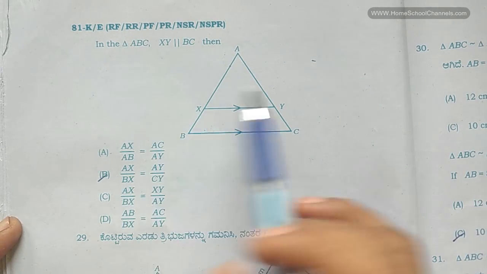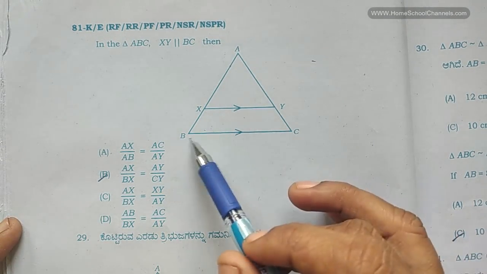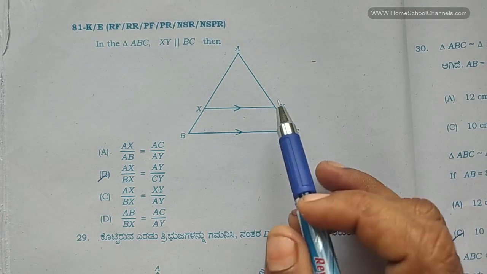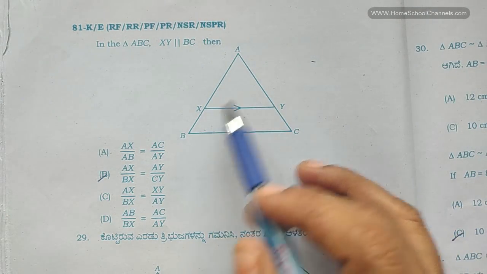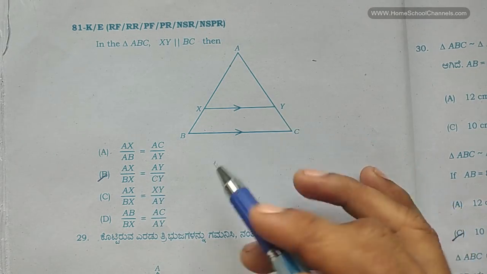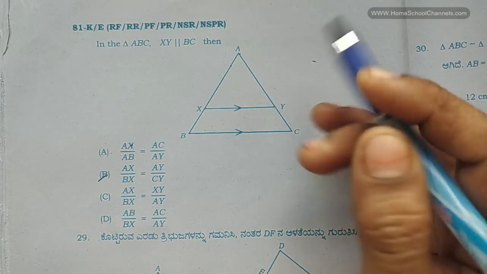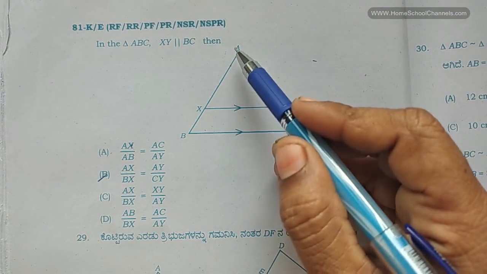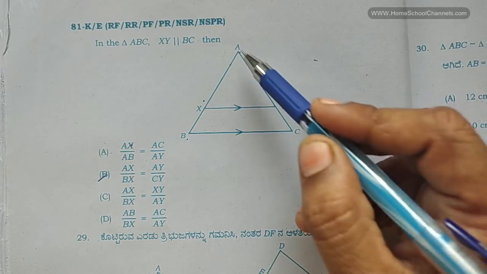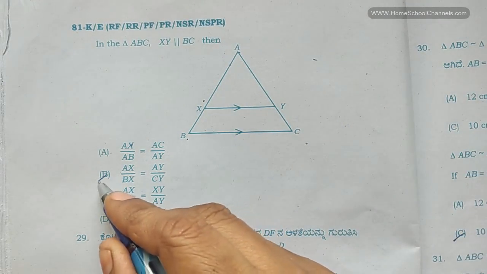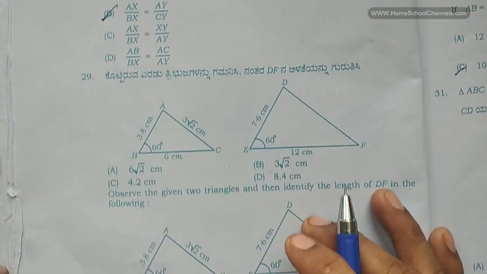28th one, in the triangle ABC, XY parallel to BC. Then check the basic proportionality ratio there or not here. AX by AB, okay. AC by AY, no. So let me go with option B. AX by BX is equal to AY by CY. Option B is the right answer.